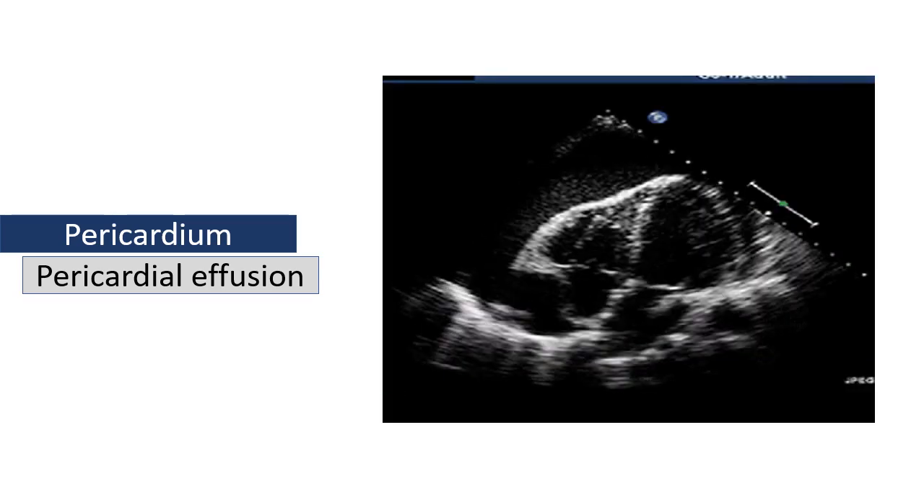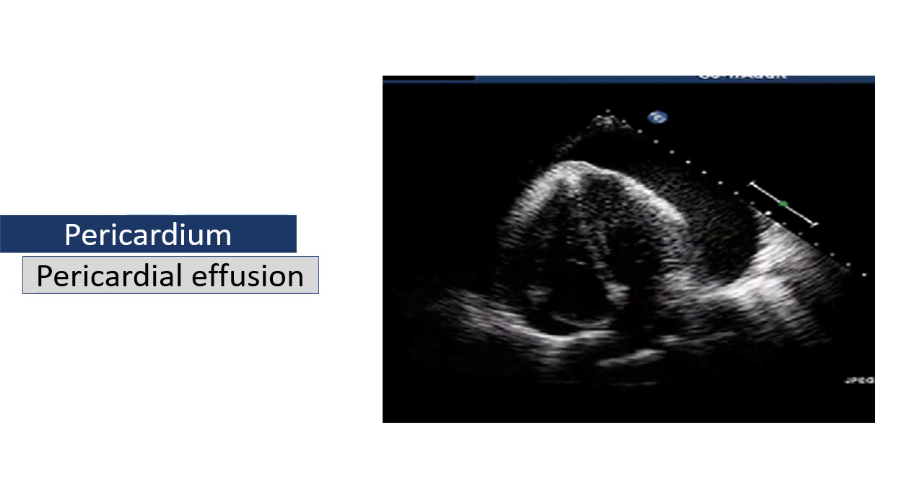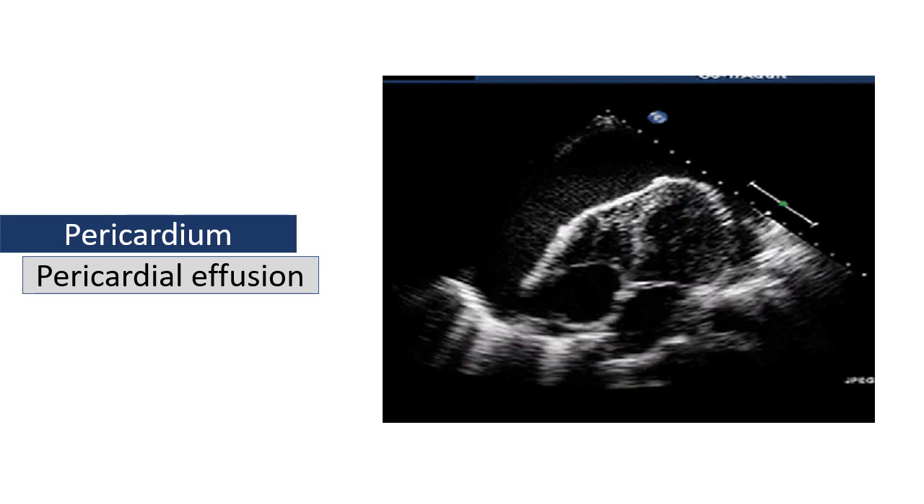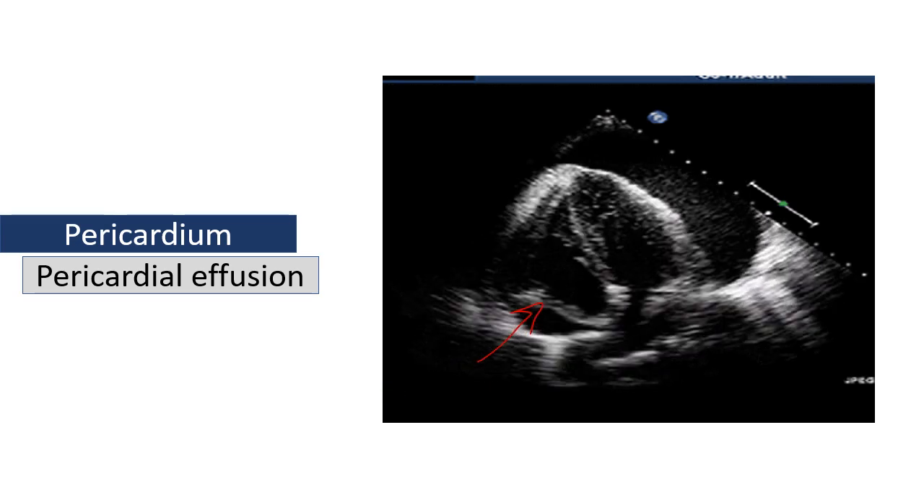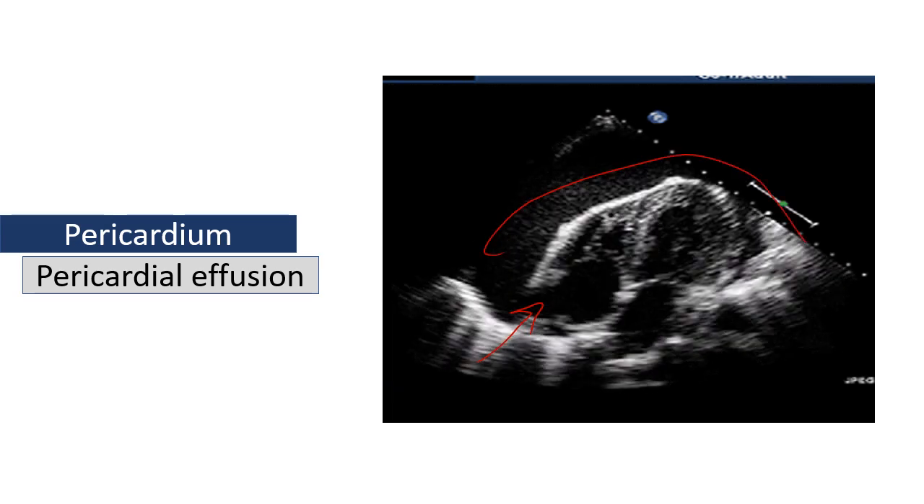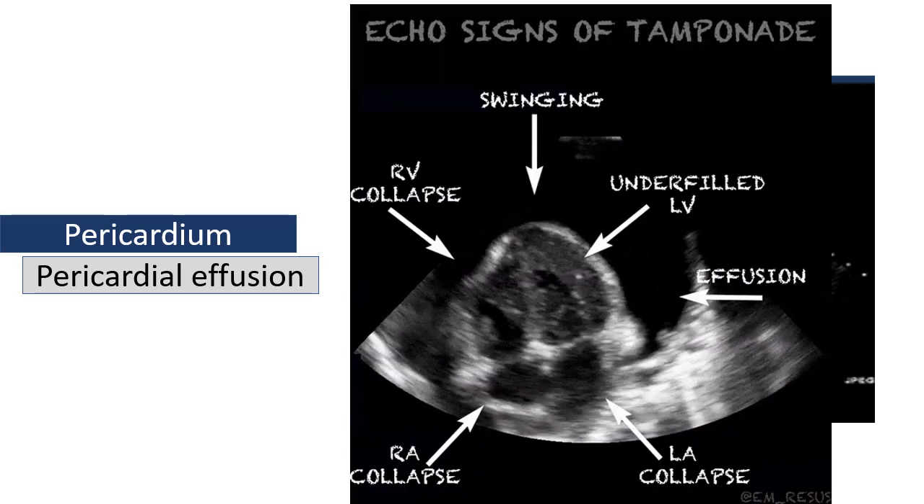This is an example for swinging heart in cases of large pericardial effusion and right atrial collapse. There is right atrial collapse due to the large amount of effusion, and notice the swinging heart in the large pericardial effusion and impending tamponade.